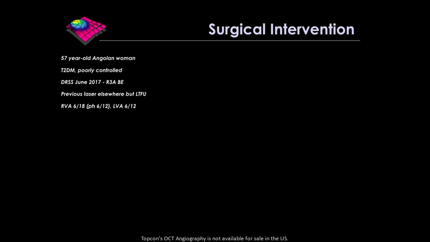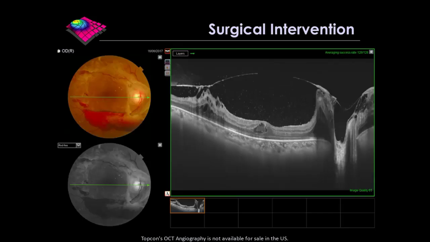It's a woman who's come to London from Angola, and she's referred from the Diabetic Retinopathy Screening Service, and her vision is down to 6/18, 6/12, so 20/40 or a little bit worse in each eye. And the first day she comes in the clinic, she looks like this.